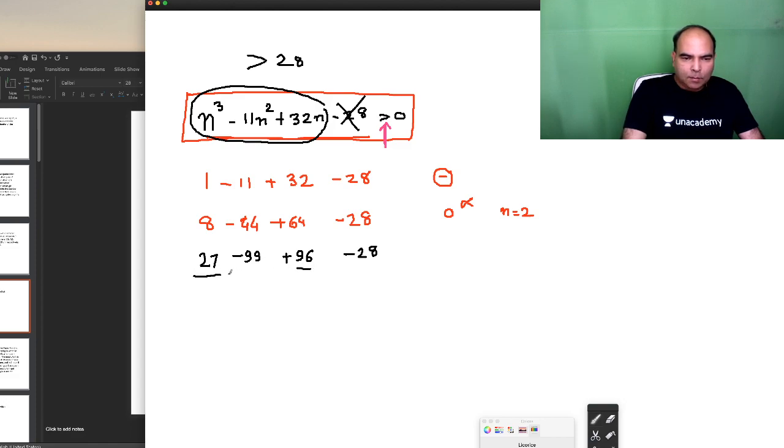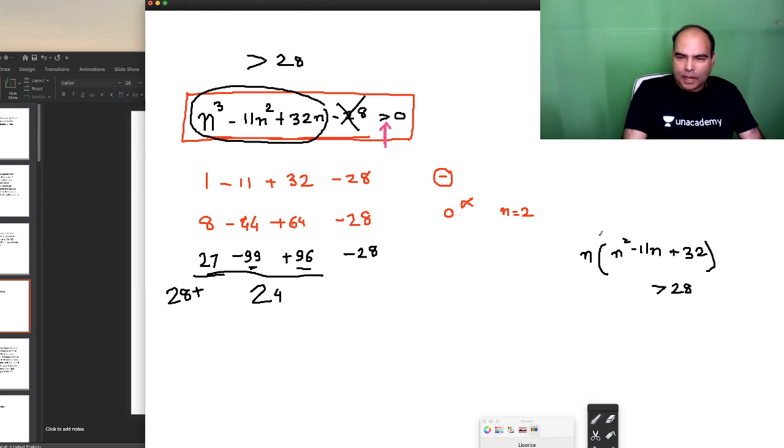So 123 minus 99 is just 24. So unless it is more than 28, I will not get a positive value for the expression. And in fact, you can also simplify the expression to n into n square minus 11n plus 32. You want this expression to be greater than 28.